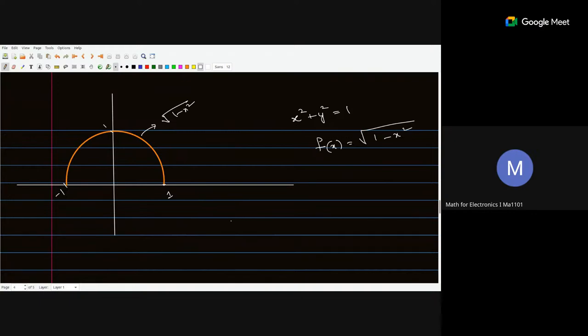Now, if I have to find or integrate, or if I have to find the area of this, no, not the area, if I have to find the length of this arc, I have to find the length of this arc, this length.